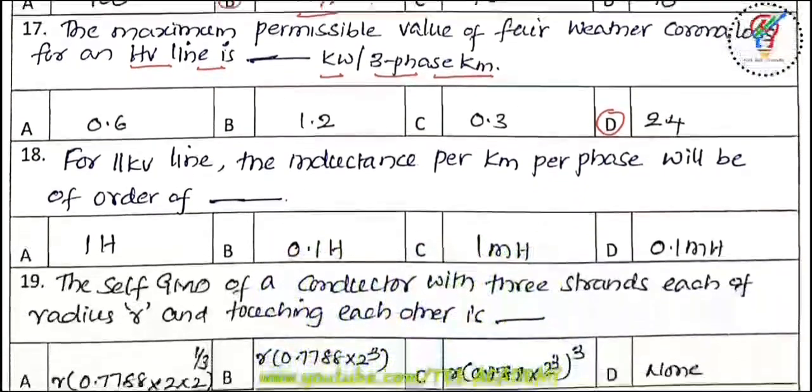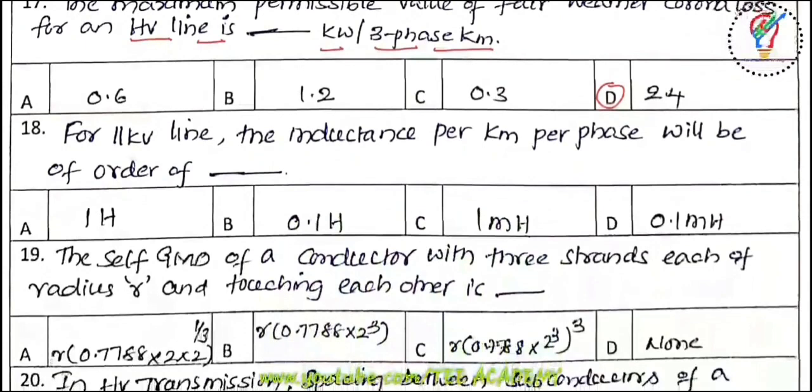Next one, for an 11 kV line, the inductance per kilometer per phase will be of the order of dash. That means if you take an 11 kV line of 1 kilometer length, what will be its inductance value? Okay, these are typical questions which practically have some values. The options are A, 1 Henry, B, 0.1 Henry, C, 1 millihenry, D, 0.1 millihenry. The correct answer is C, 1 millihenry.